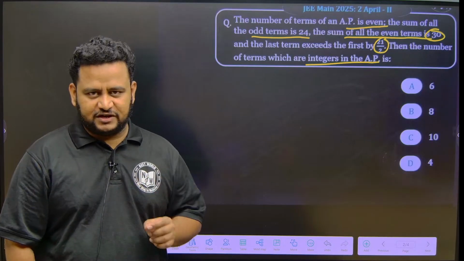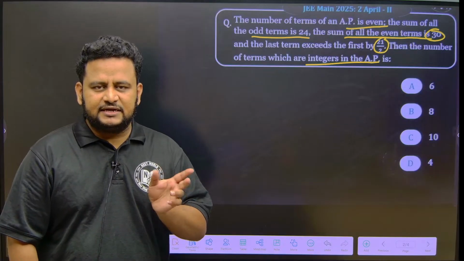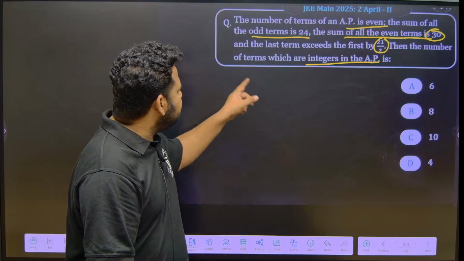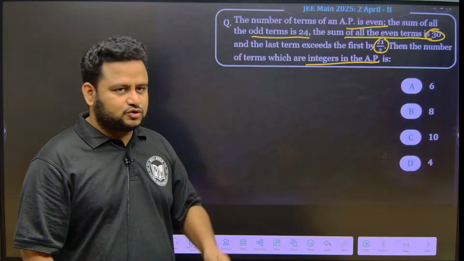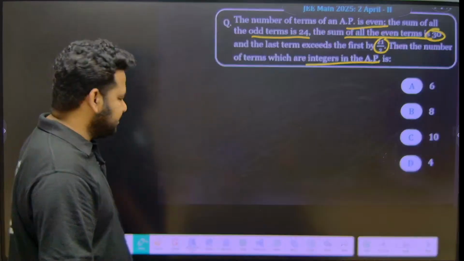1.5, 4.5 for example, and 3 and 6 are what? Integral terms. Okay, they are integral terms. They are asking the number of integral terms in the AP. To find that out, first let us make use of the information, the lot of information that is given.